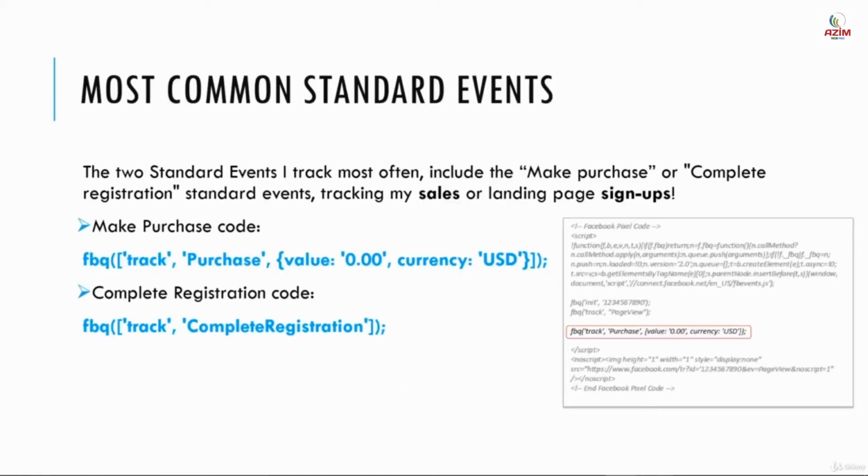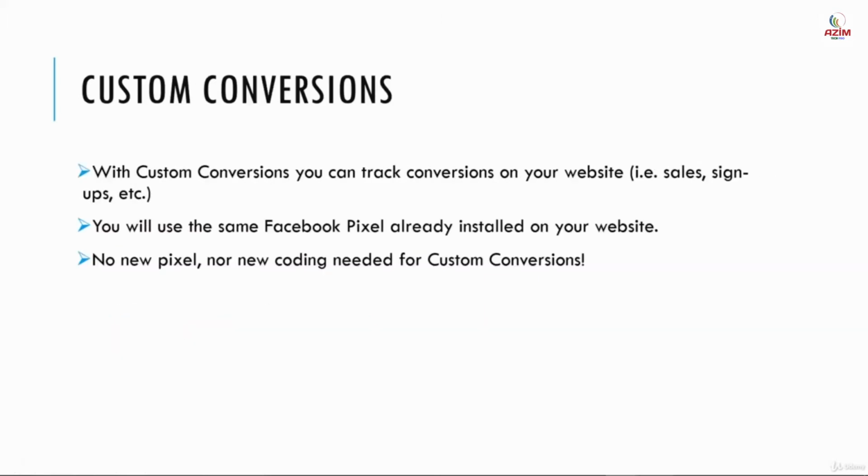So the most common standard event codes I track are the purchase or complete registration events. These are for obviously tracking my sales and my landing page signups. So the code for make purchase is fbq purchase, and then you can leave this blank or add in value and currency for even further reporting via your Facebook reporting. The next is the complete registration code. Very simple, complete registration.